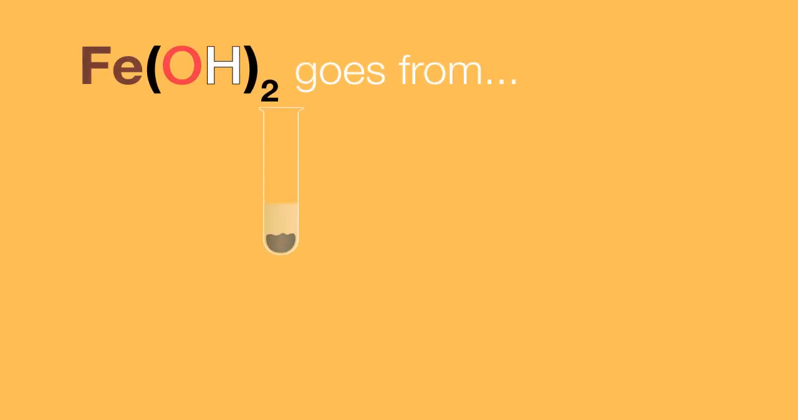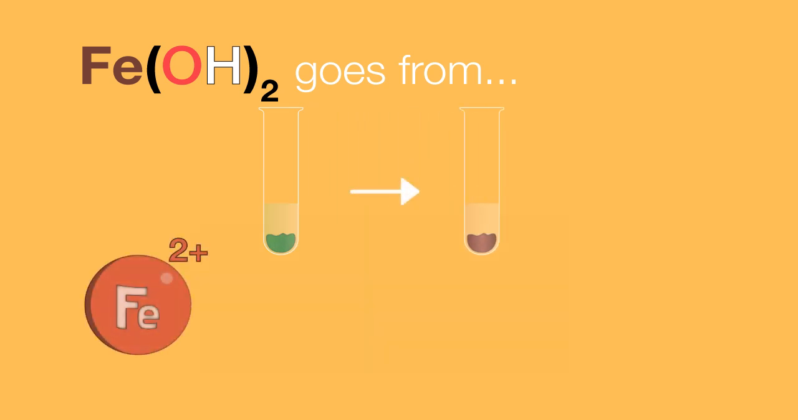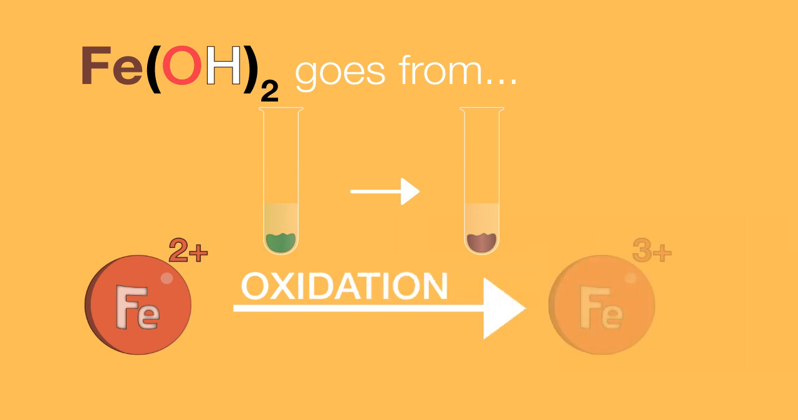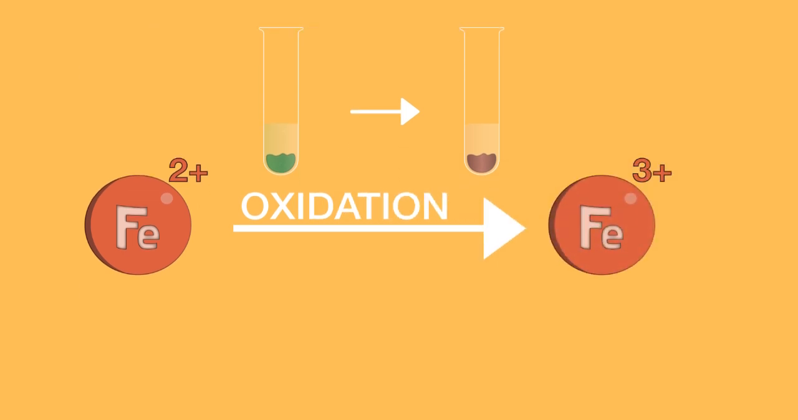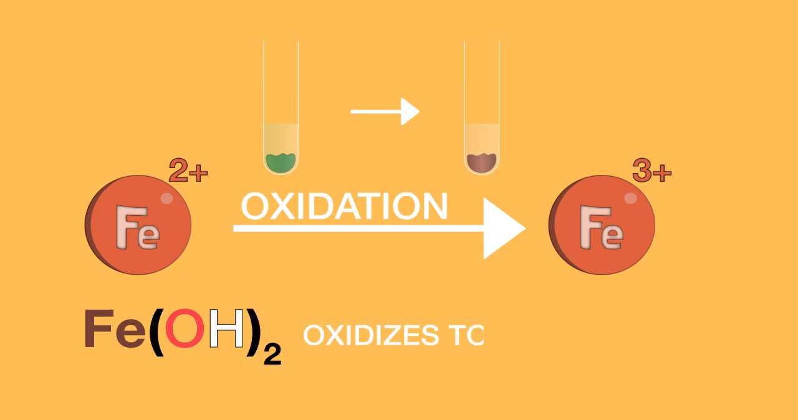Iron 2 hydroxide goes from green to reddish-brown due to the oxidation of iron 2+ to iron 3+. Hence, on standing, iron 2 hydroxide oxidizes to iron 3 hydroxide.